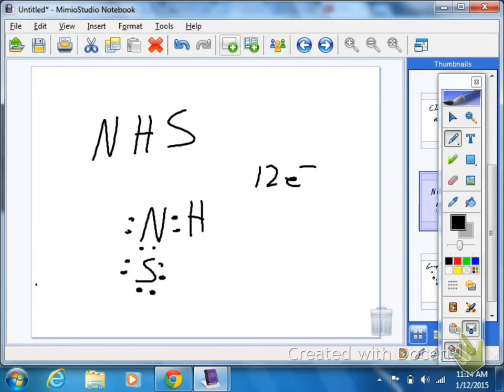So what we do is we pick out, it doesn't matter which one, an unshared pair, and we go ahead and share it. So now if you look at any of them, everything has 8. 2, 4, 6, 8. 2, 4, 6, 8. We have N in the middle, bond H, double bond S, with an extra pair that I'm going to go ahead and show off the central atom.